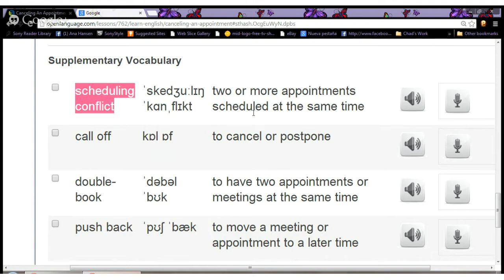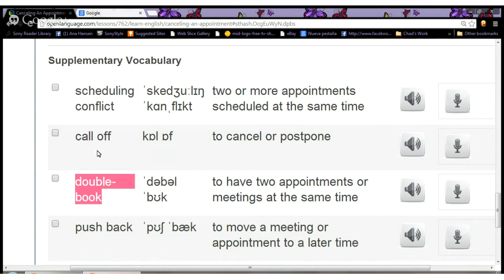Maybe the difference is that in the double book, you made the mistake. Maybe in the schedule conflict, someone else booked the schedule for you. It could be, but they still mean almost the same thing. This is probably how we would say this. Double book describes what the situation is. So I'm sorry, I'm going to have to call off the appointment today. I have a scheduling conflict. Someone double booked me. So I just used called off, scheduling conflict, and double booked.